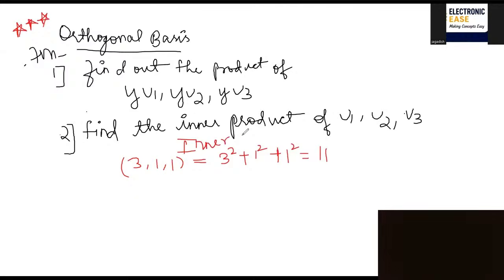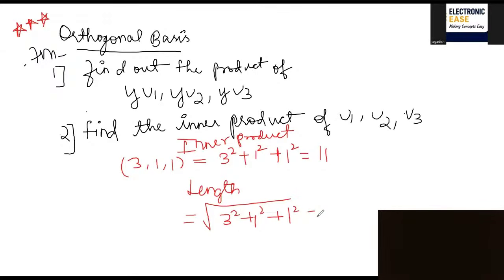I'm stressing and telling because you make mistakes over here. Next is the length. So I need to find out the length. For the length, you will be taking the square root of 3 square plus 1 square plus 1 square, which will be root 11.